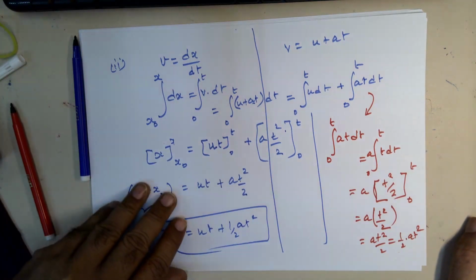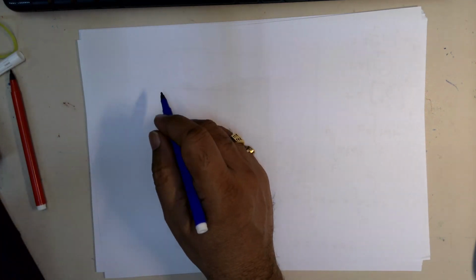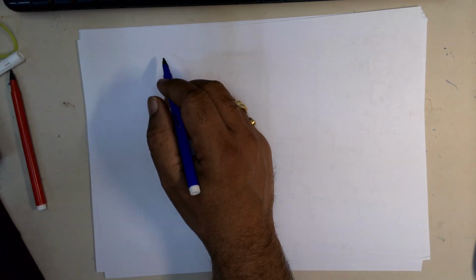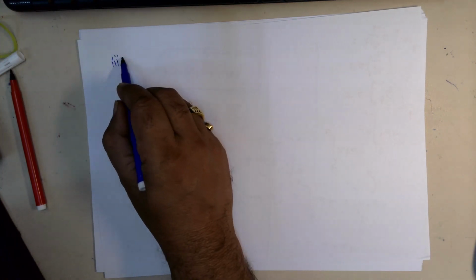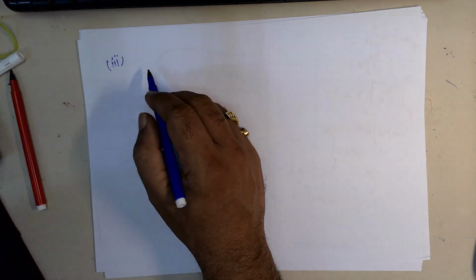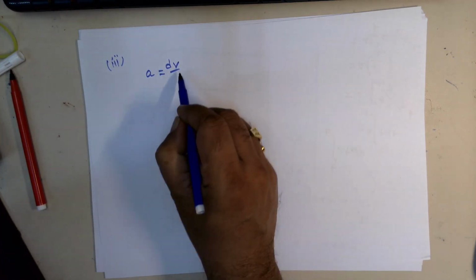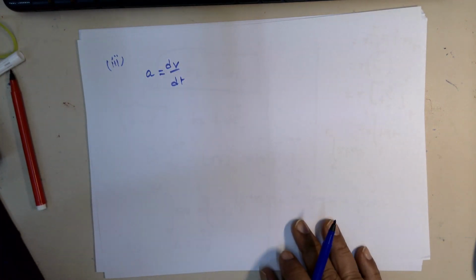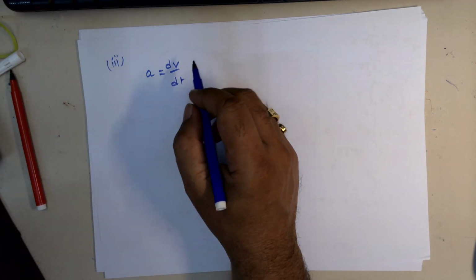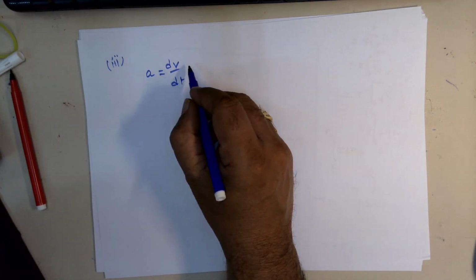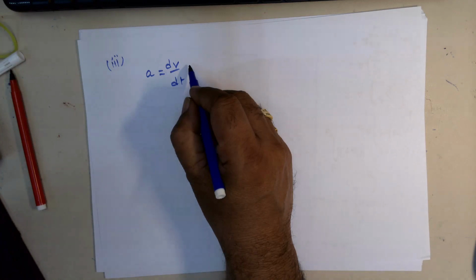Right. Then let us move to the next one, acceleration. What is acceleration? Now we are moving to the third one. Now tell me, what is acceleration? a is equal to dv by dt. Okay, right. Now what you do is this dv by dt. Now this can be what?